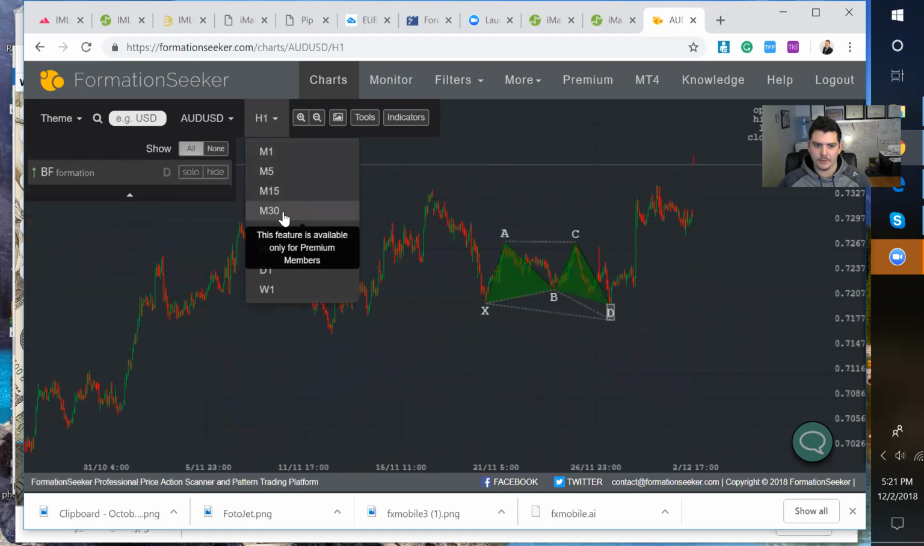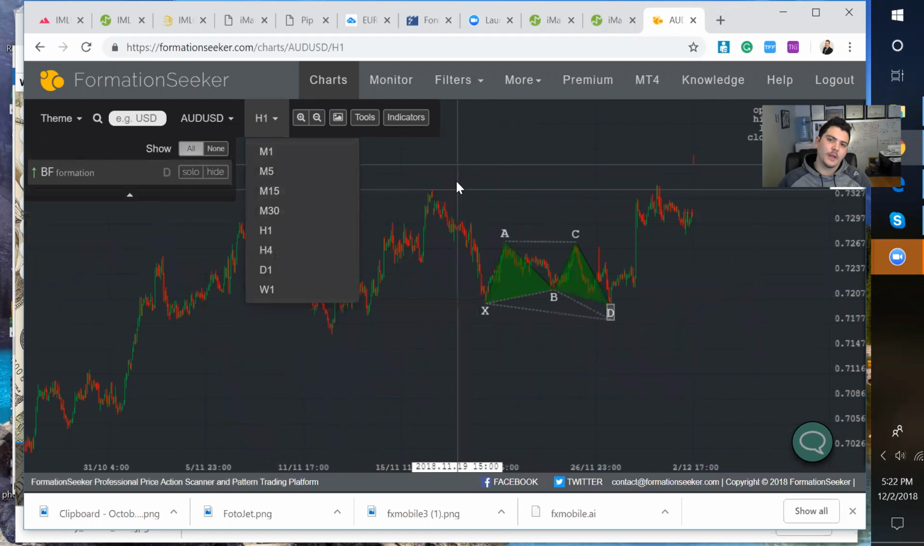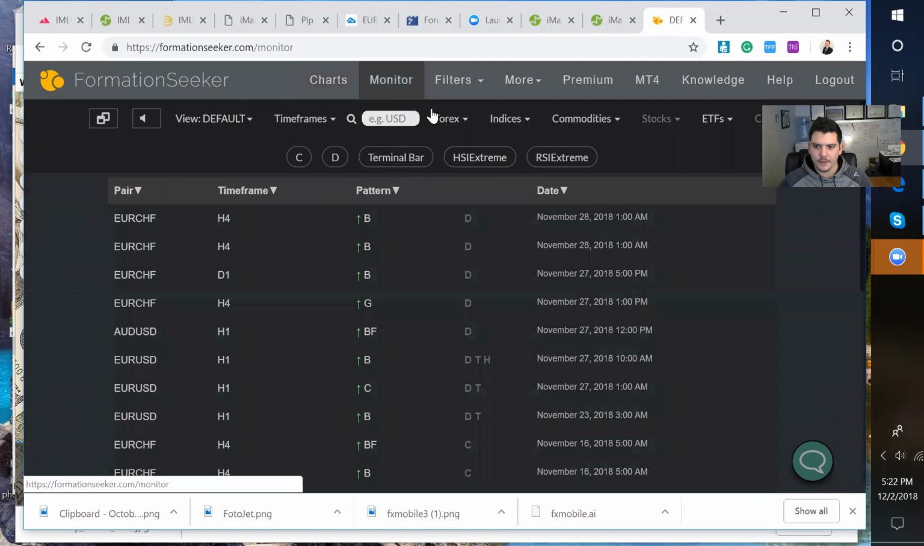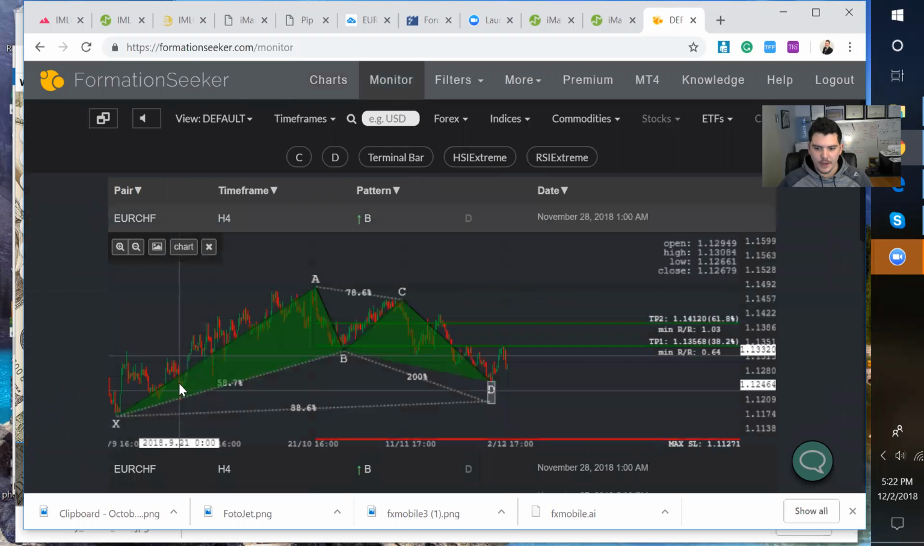You can't really watch different time frames unless you pay for it. It starts to get expensive when you do this. But not any more expensive than what I trade with. At the same time, the amount of value I get from my platforms is way higher than this. So I would just say stick to the free version and use what is called their monitor. All right, so we can look at pairs that are being monitored, right?